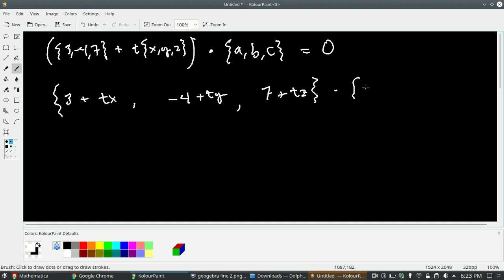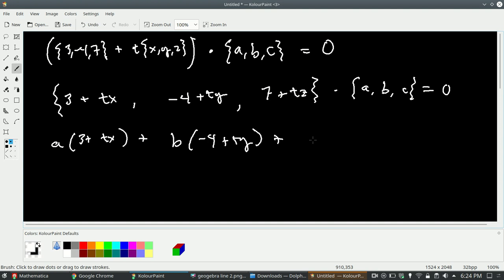So this vector dot (a, b, c) needs to equal 0, right? So that means a times (3 plus tx) plus b times (negative 4 plus ty) plus c times (7 plus tz) equals 0, right? That's the definition of dot product. But this is one equation with a whole bunch of unknowns. It's impossible to solve this.